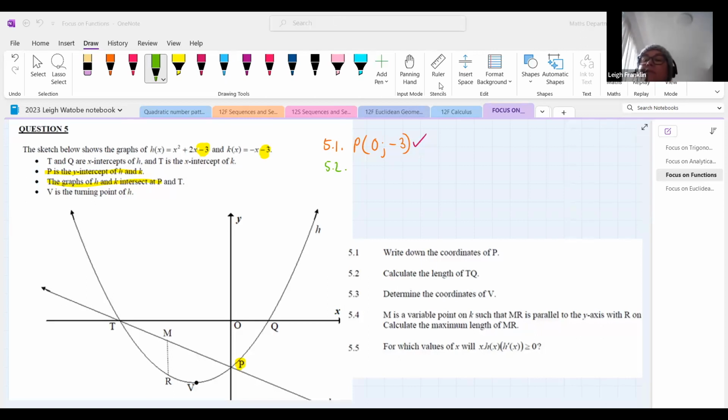Exactly, they want the x-intercepts. Good, okay. They want the x-intercepts. It is a horizontal distance. Okay, so we want to let y be equal to 0 on h. Very important that we show that step.